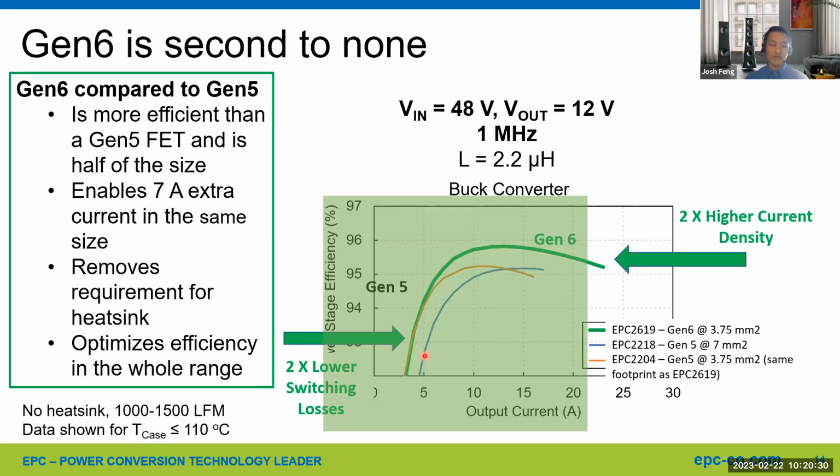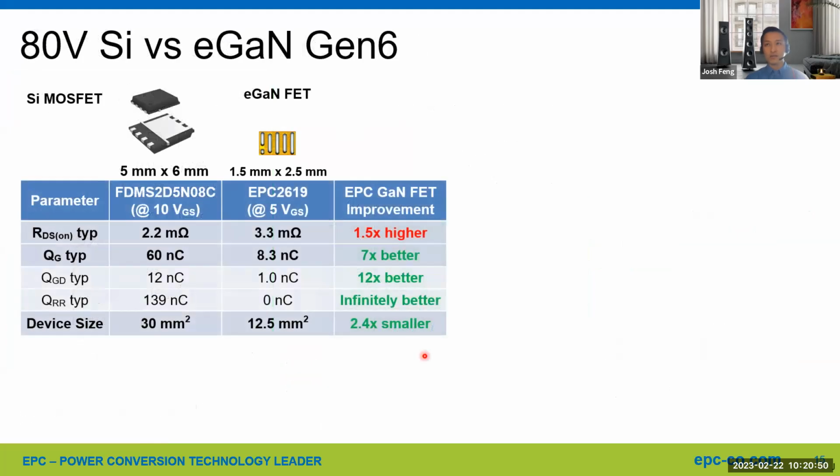EPC, as a very innovative GaN company, will continue to improve itself generation over generation. In this case, we are definitely able to outperform our generation 5. This particular product, the 2619, is quite suitable for our future high power density, high switching frequency PD applications. Now you might also ask, well, you're comparing to yourself, right? What about comparing to some of the best-in-class silicon MOSFET solutions out there? How would you compare?